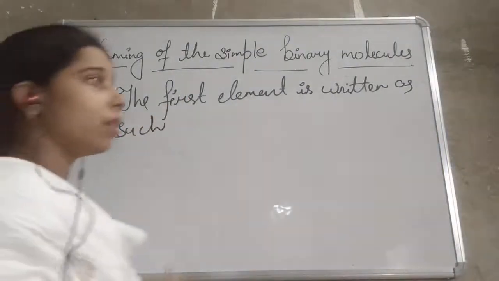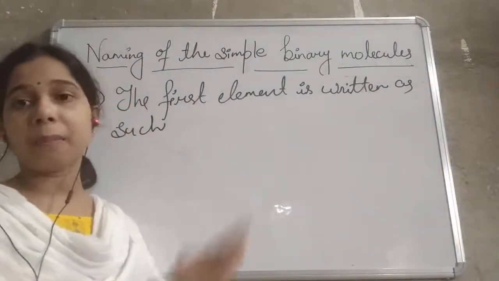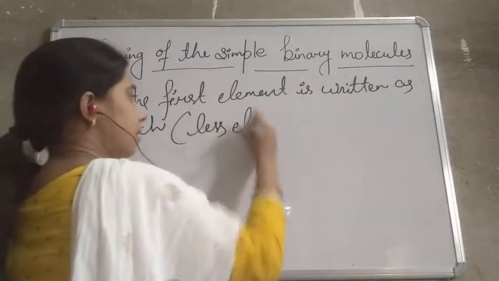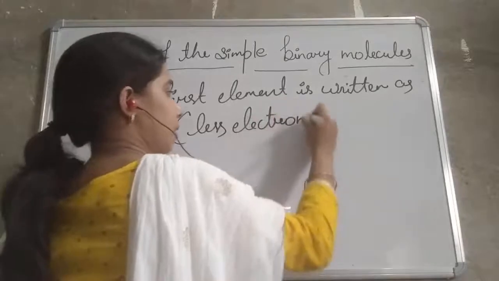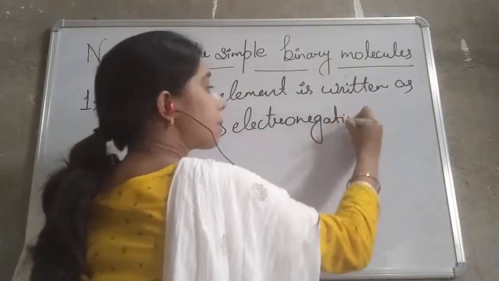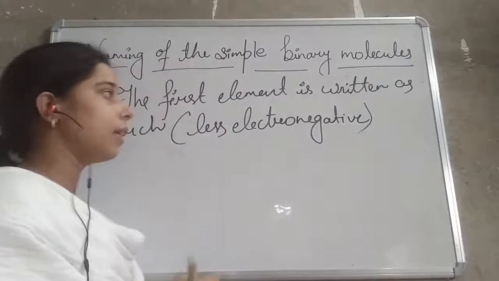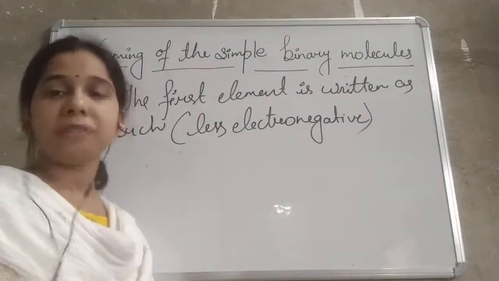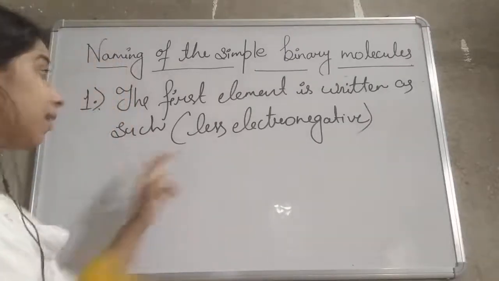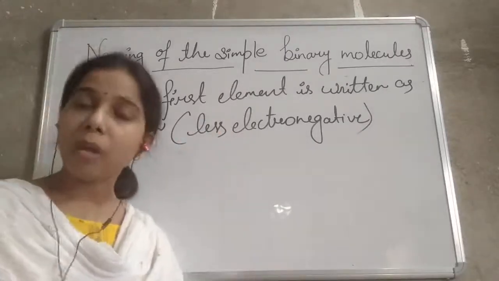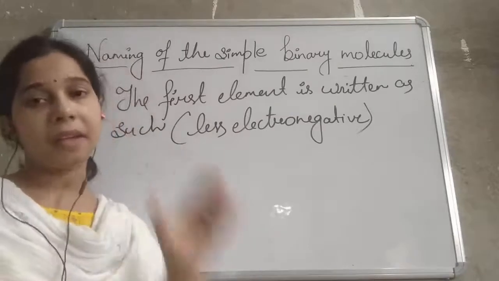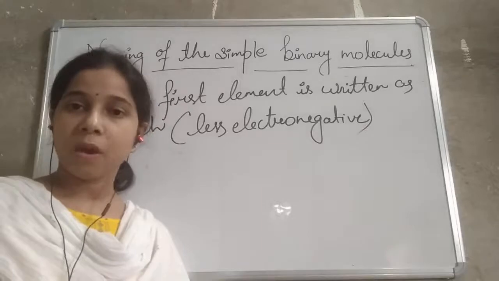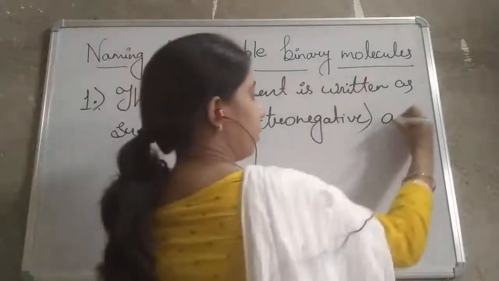Let me tell you one thing, students: the first element in a given compound is also less electronegative. It consists of a positive charge, so we can say that it is less electronegative. You will study this electronegativity in further classes. Till then, understand that for the first element in a given compound, we write its name as such, without changing the name. Okay. Now what about the second one?